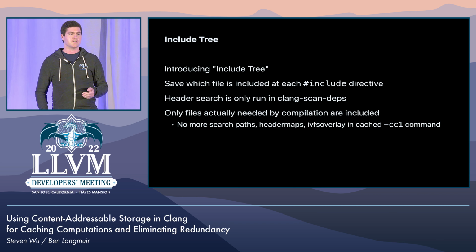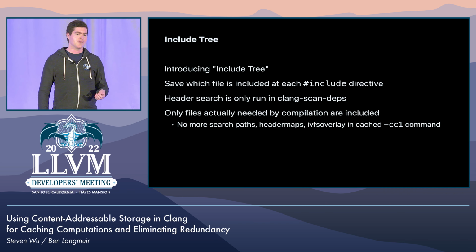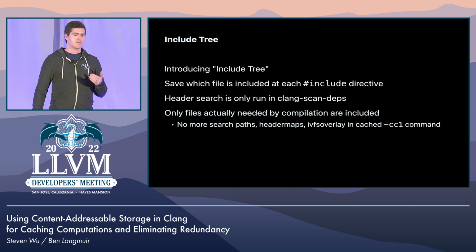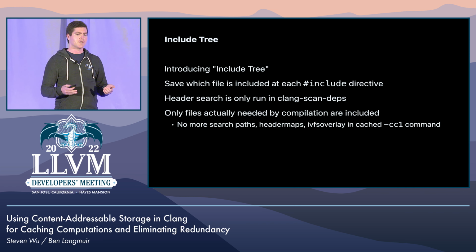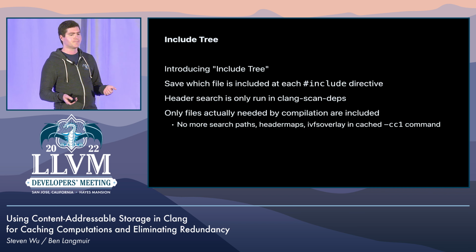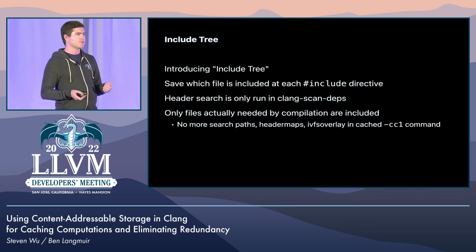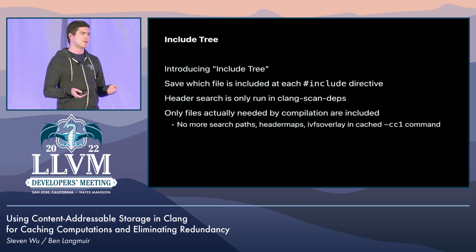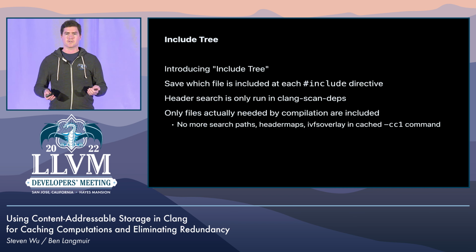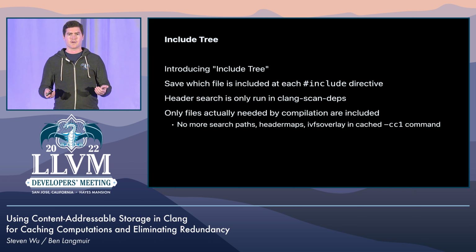Our solution to this is something we're calling include tree. This is a domain-specific cache data structure we're using, and it allows us to save at every include location which file is being included. In this model, the header search only has to be run during the dependency scanning phase. When we come to later do the cached compilation, we can replay those include directives directly from the data structure. This means that our cached compilation no longer needs to reason about search paths, header maps, virtual file system overlays, etc.